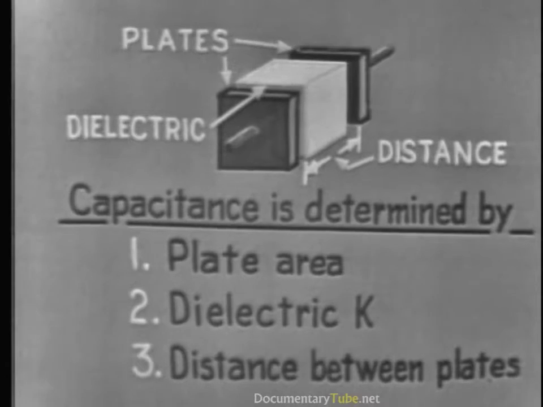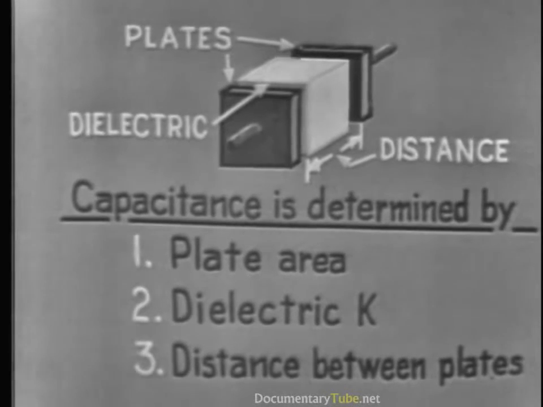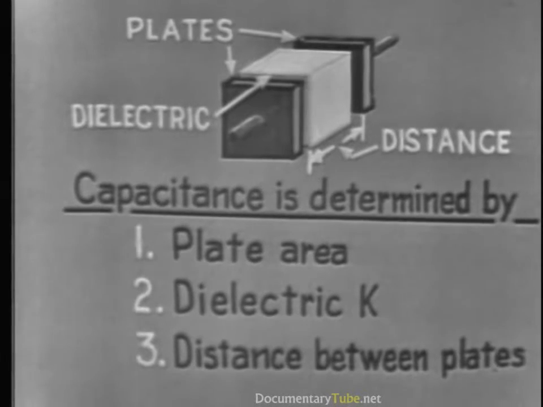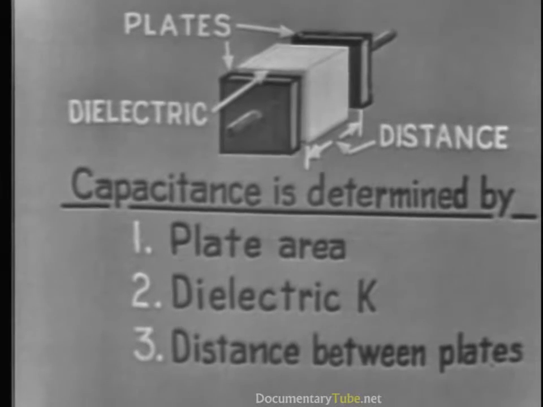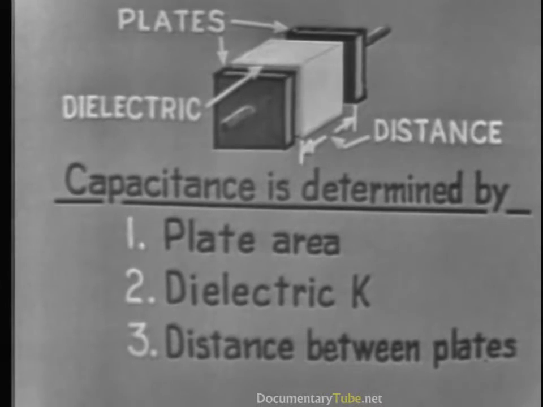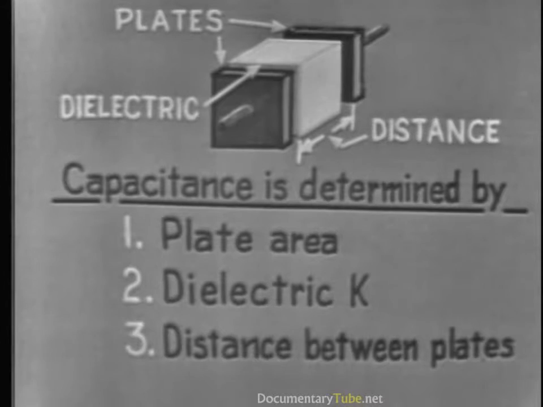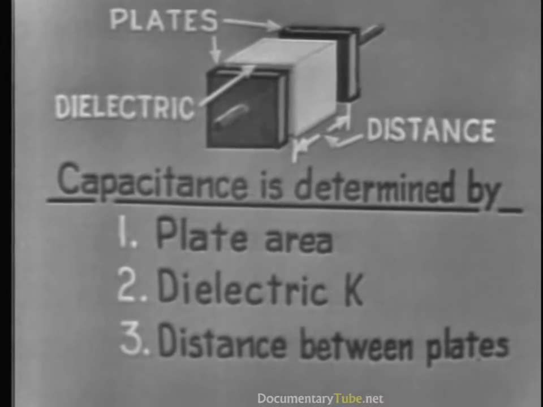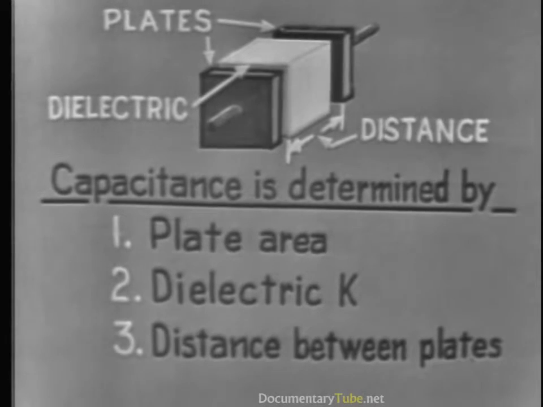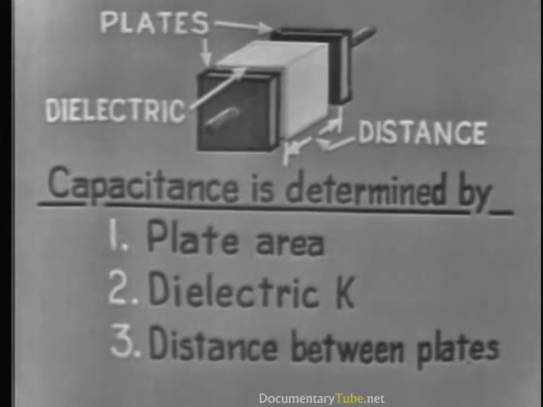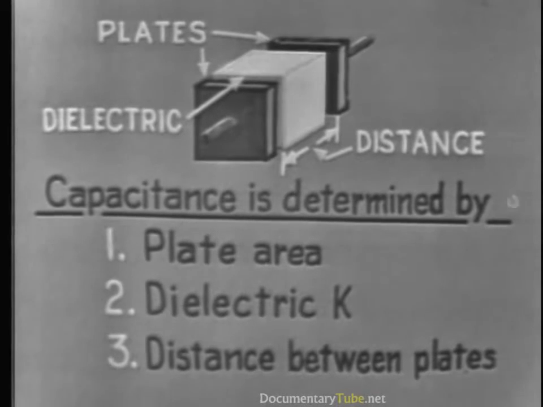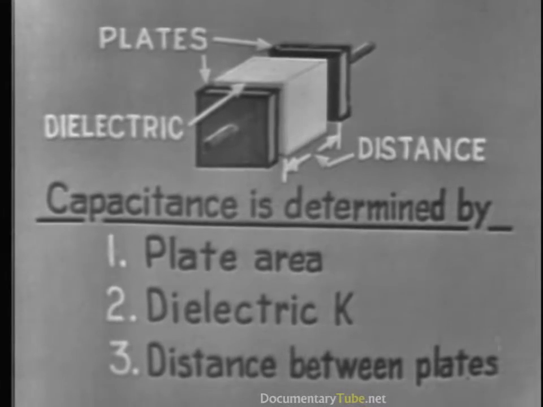This illustration should help you remember the facts which govern this. The area of the plates is factor number 1. The larger the plates, the greater the capacitance. Factor number 2 is dielectric constant, symbolized by the letter K. The greater the K value, the greater the capacitance. The distance between plates is factor number 3. This factor works inversely. The greater the distance between the plates, the smaller the value of capacitance.